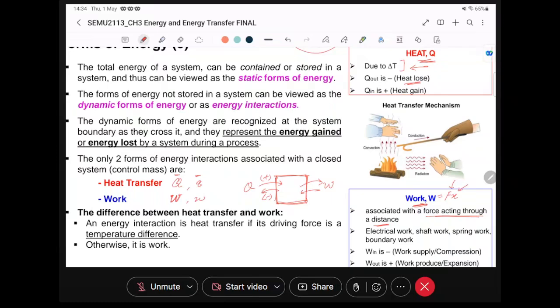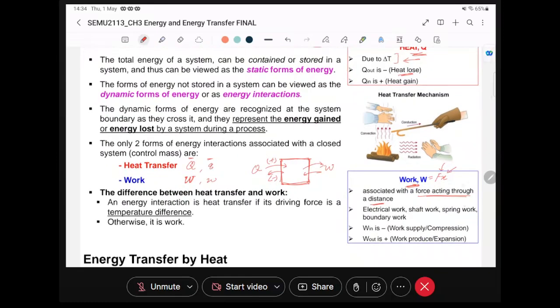For work, it is the other way around. When work is being supplied to a system, which means going in, we call it negative, opposite to heat. But when work is being produced by the system, which means going out, we call it positive. So from the perspective of the system, if there's net work going out from the boundary, then it's positive. If it's taking work, then it's negative.